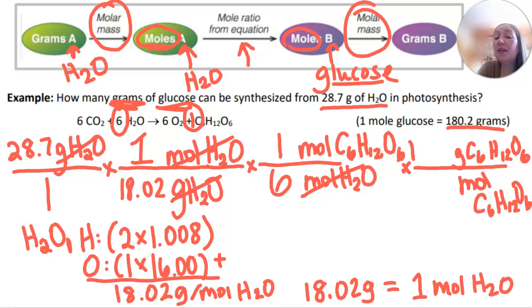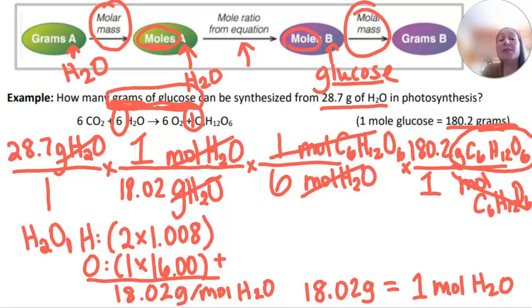So that means that there are 180.2 grams of glucose in every 1 mole. That's what our molar mass tells us. And so moles of glucose cancel for units. So we are finally left with grams of glucose, which is great because that's what we were trying to find all along. Now we just have to do the math, multiply the fractions.